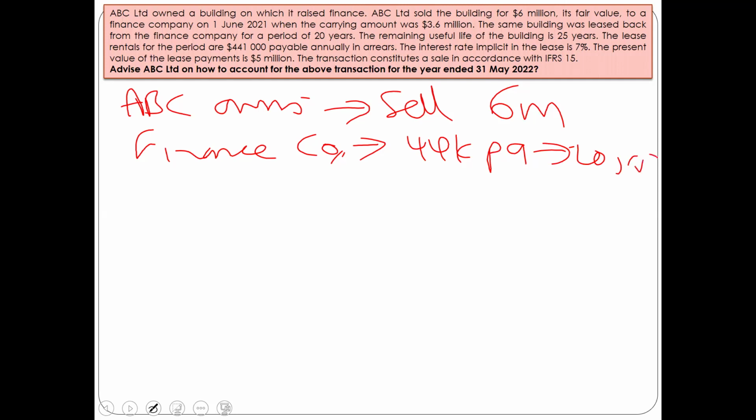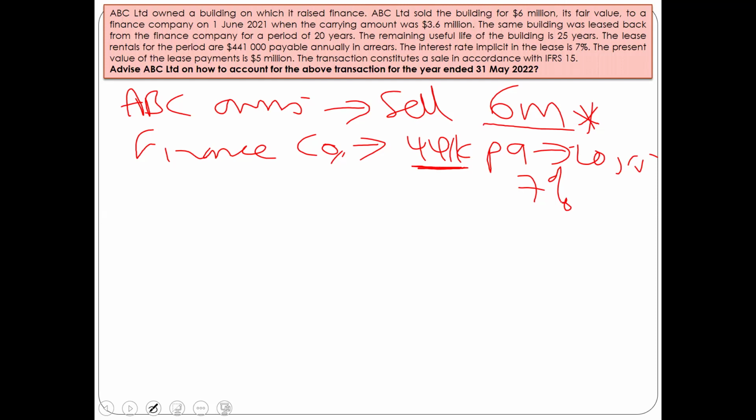Okay. So what is happening here effectively is we have simply gone to the bank and borrowed 6 million. Because this money was given to us by the bank after we had sold the building. But then we now owe the bank 6 million effectively. And we are going to be paying it back by paying them 441,000, sorry, per annum. And the interest rate implicit in the lease is 7%. Which means we are basically just paying the 6 million back to the bank at an interest of 7%. So that's effectively what the transaction is all about.